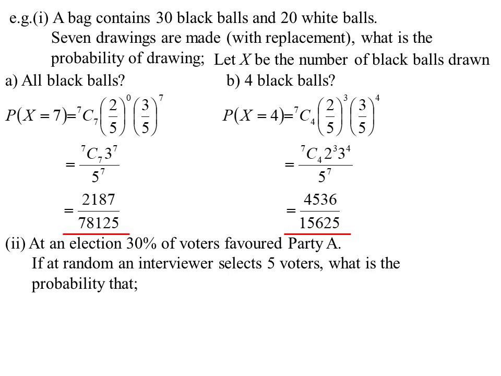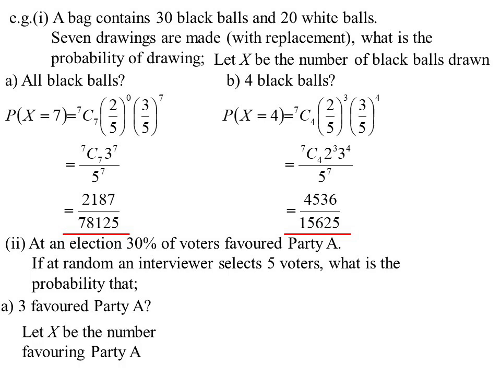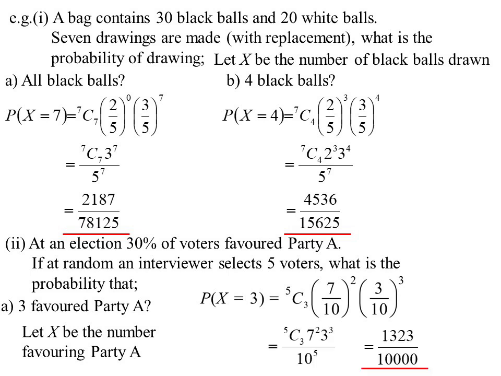And the election. 30% of voters favour party A. Interviewer selects 5 people at random. What's the probability that 3 of them favoured party A? So X is my random variable. I'm interested in finding out the number of people favouring party A. X is equal to 3. I want 3 successful ones. Probability of success, 3/10 to the power of 3. Probability of failure, therefore, is to the power of 2. Put the binomial coefficient out the front, so 5c3, and there we go, there's our answer.